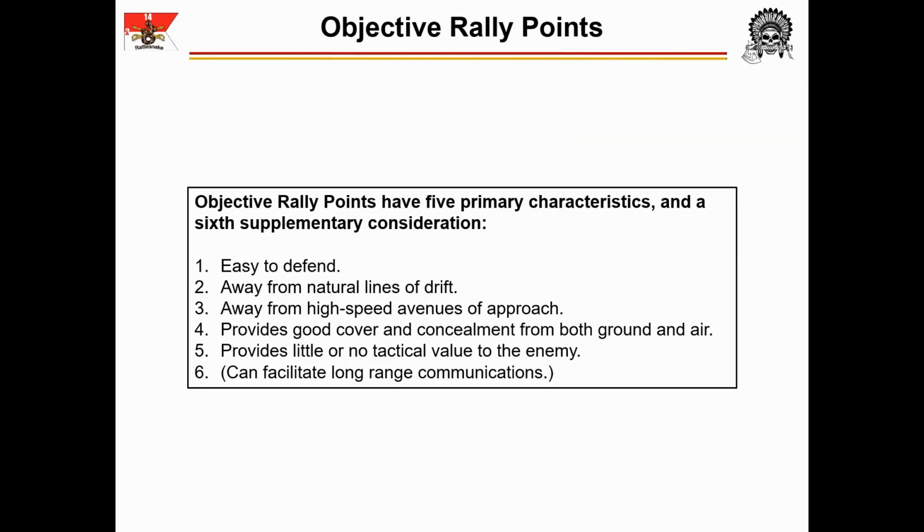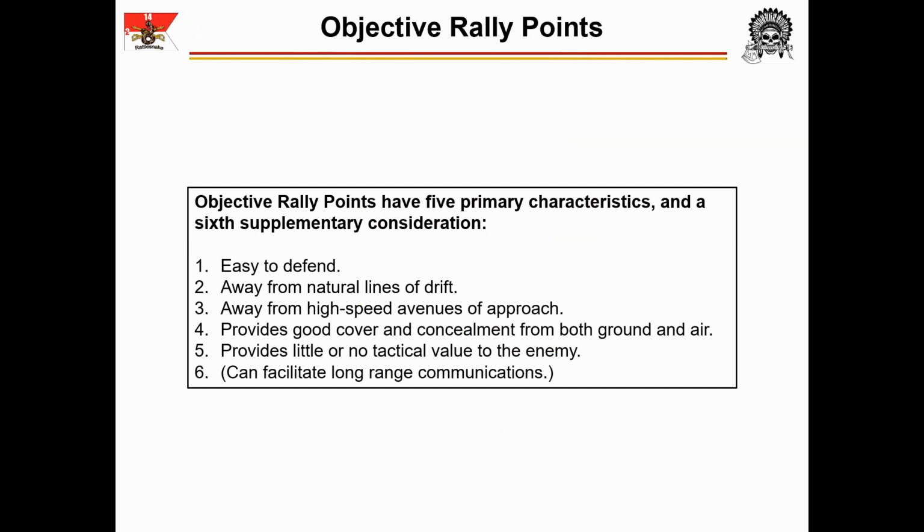ORPs are selected based on 5 criteria, which are identical to the criteria used to select near and far side rally points in an LDA crossing. These criteria are: first, that the ORP is easy to defend; second, that it is away from natural lines of drift; third, that it is away from high-speed avenues of approach; fourth, that it provides good cover and concealment from both ground and air; fifth, that it provides little or no tactical value to the enemy. There is a sixth consideration unique to C troop operations, that the ORP can facilitate long-range communications.